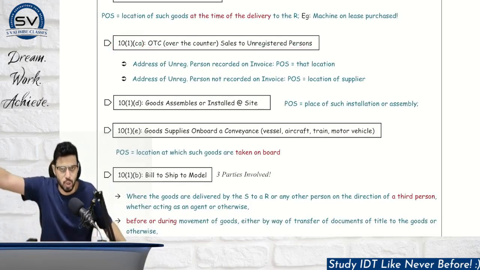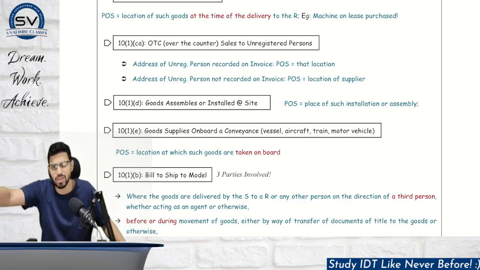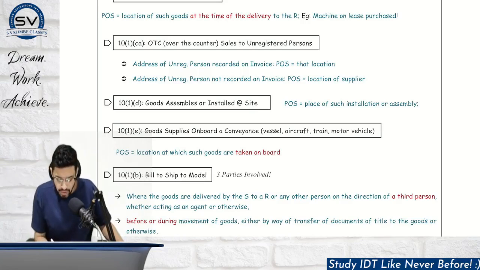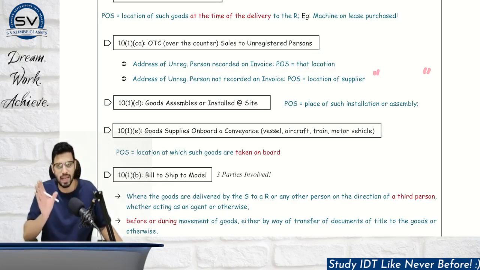Just like you go to a shop and buy something, you are an unregistered person. Now, if the address of the unregistered person, that is you, the recipient, is recorded on the invoice, then the place of supply is that location. If not, the place of supply is the location of the supplier. Basically, in Hindi we say "Tir ghuma ke wapas." The location will be back to the location of the supplier.